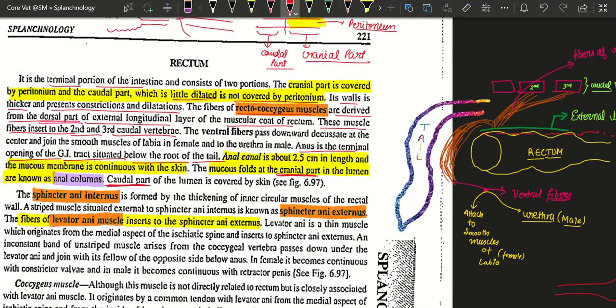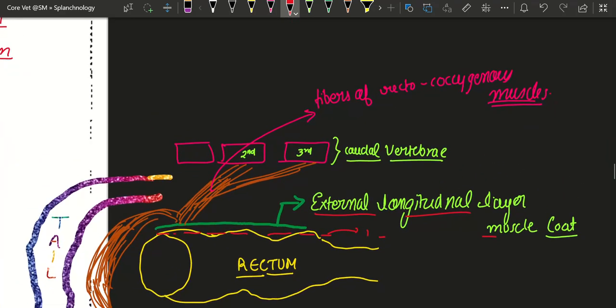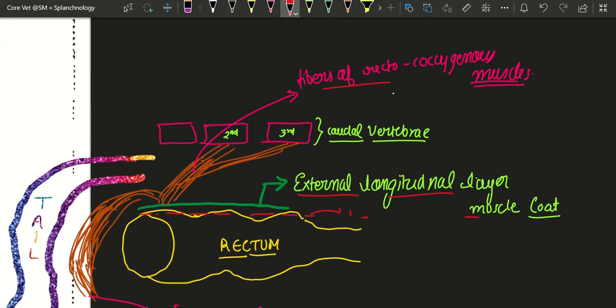Now these muscles will be inserting in the second and the third caudal vertebrae. You can see that this is the external longitudinal layer, and this is your fibers of the rectococcygeus muscle, right? These fibers are going to attach to the second and the third caudal vertebrae, right? Understood that?